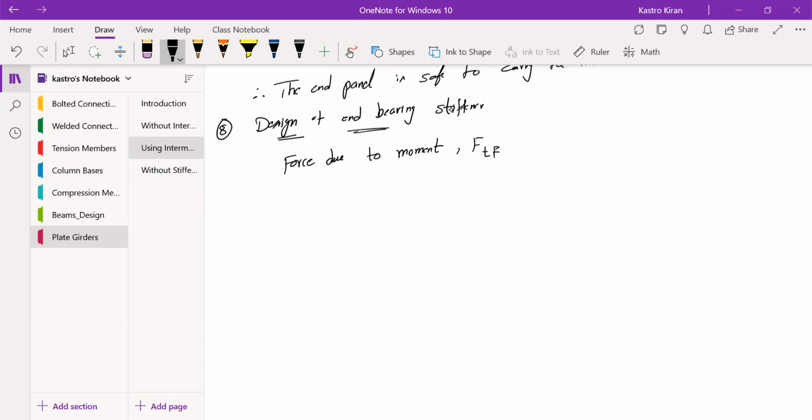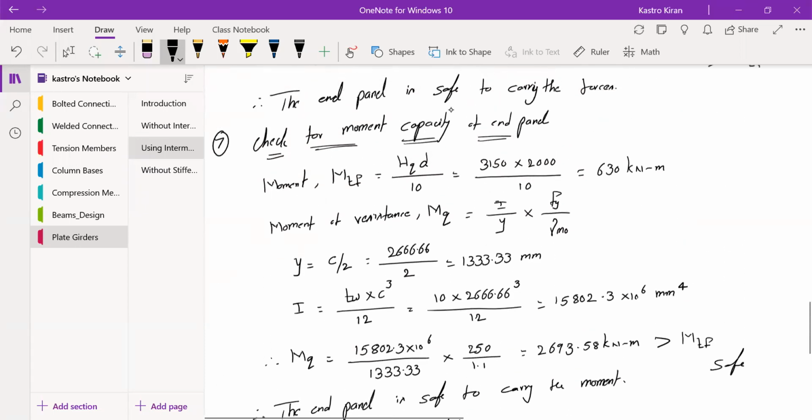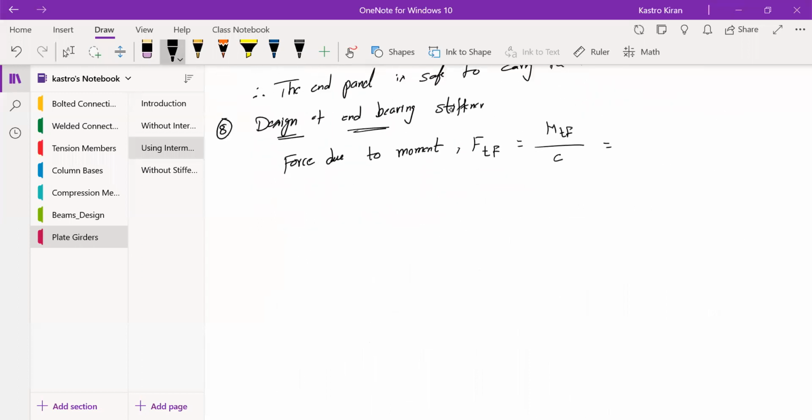FTF equals MTF, that is the moment value divided by spacing of the stiffener. The moment value, MTF, we have solved in the previous step, that is 630 kilonewton meter. So 630 kilonewton meter divided by spacing, 2,666.66. If you solve this, you will get 236.25 kilonewtons. Okay, so this is the force due to moment.